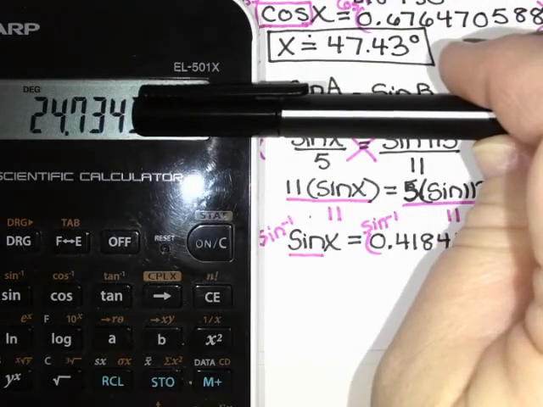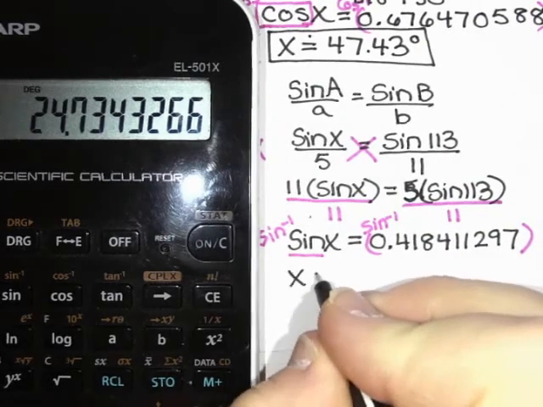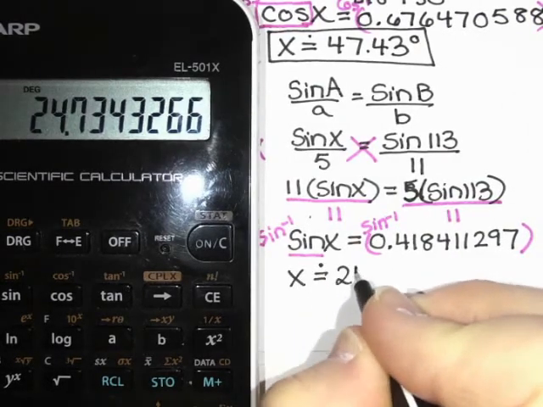I'm going to do inverse sine, and I get 24.73. The next digit is a 4, so that's going to stay 73. So x equals approximately 24.73.